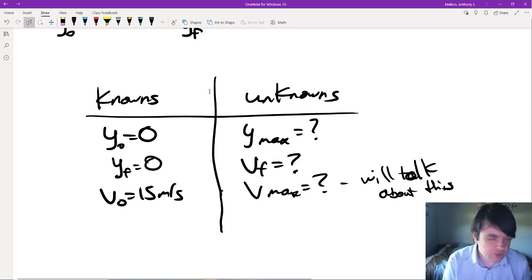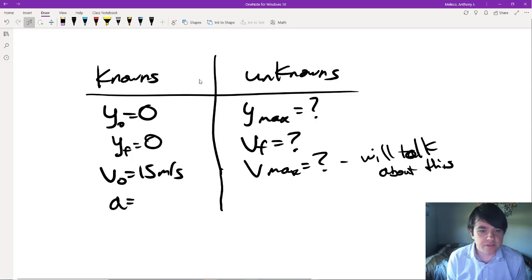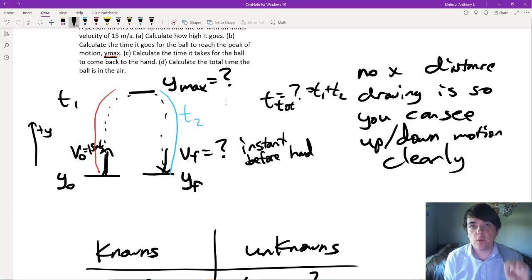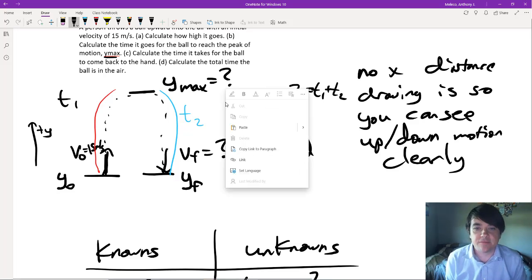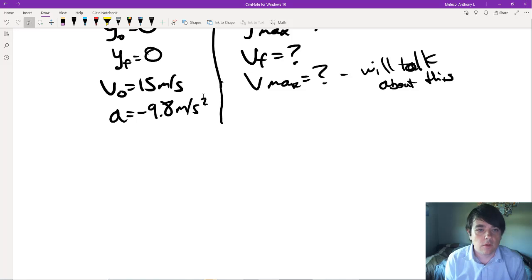So now we've done position, velocity, next one's acceleration. A equals, now, we haven't really defined a coordinate system. I'm going to just say up is positive, and I'm doing that because it's going up and coming back down, so we'll have negative motion no matter how we do this. We might as well just make up positive, okay? So that means that this will be minus 9.8. So up, positive.